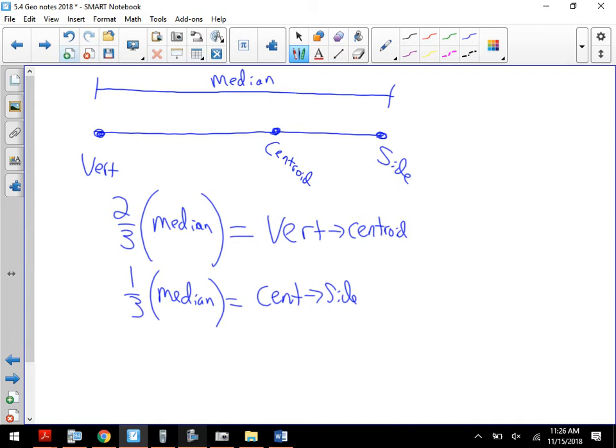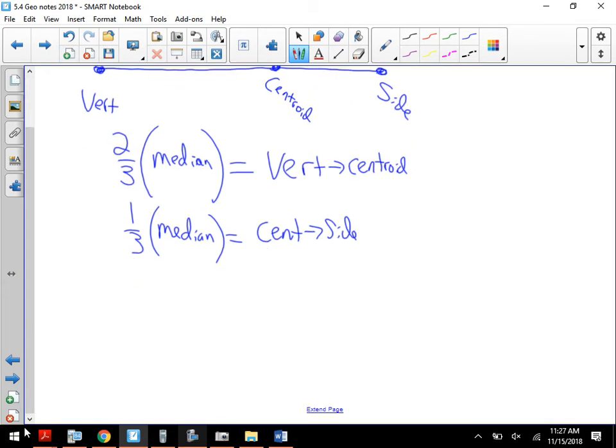I'm just going to use med for medium or median. Paul, you said this a second ago. What's the relationship between vertex and centroid to side? Perfect. Yep.